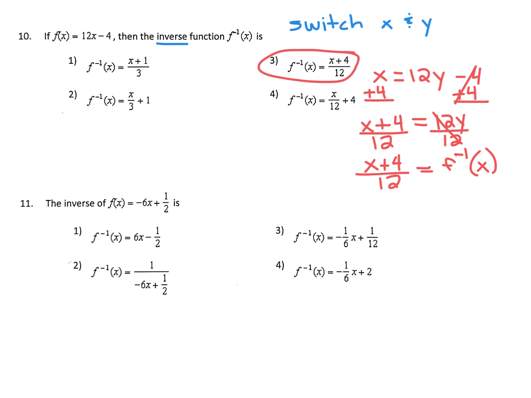All right, now the next one, number 11, they're asking us to do the same thing, right? They want us to find the inverse. So we're going to start it the same way. We're going to change this y to an x, and we're going to change this x to a y.